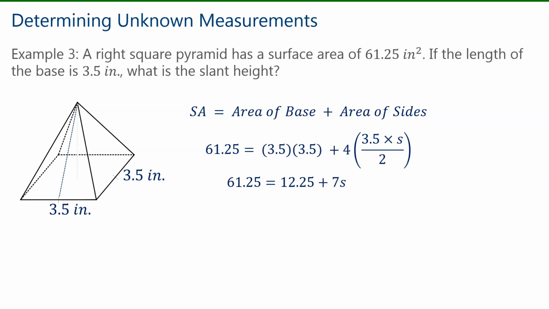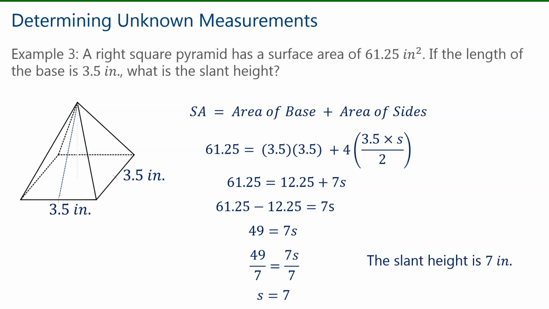Now to solve for s, let's bring 12.25 over to the left and subtract that from 61.25, leaving us with 49 equals 7s. Now we need to divide both sides by 7, which means that s equals 7. So now we can write that the slant height of the square pyramid is 7 inches.